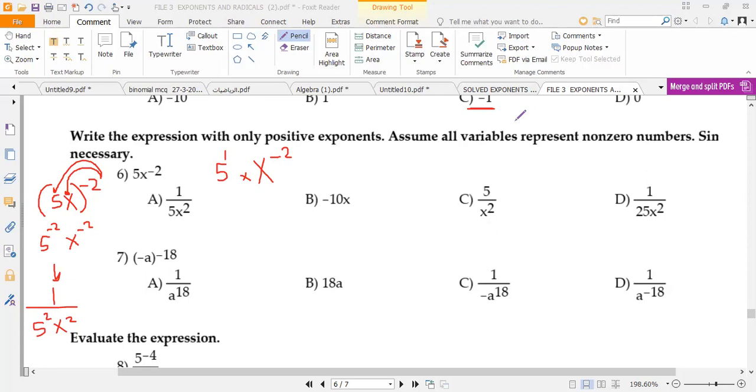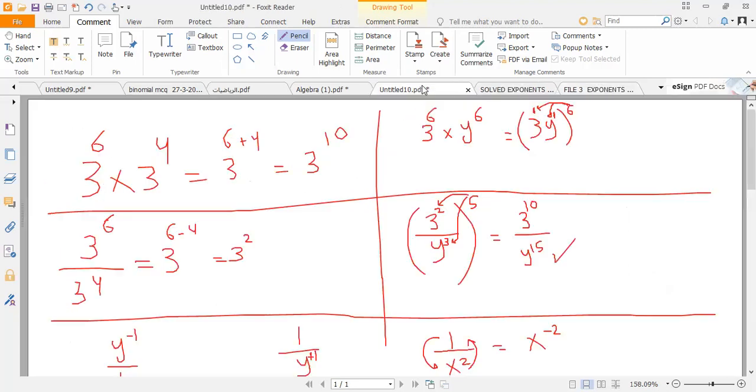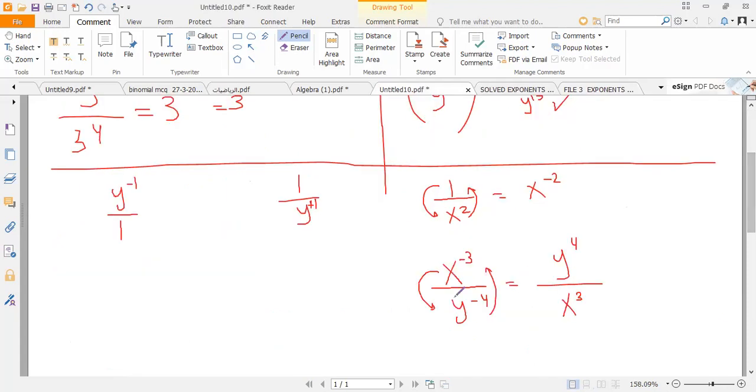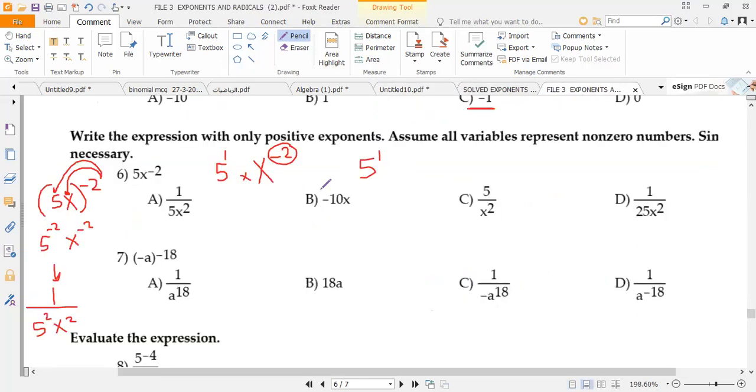Is it B? Okay, B. Let us see here. 5 to the power of 1 is still 5 to the power of 1. What about x to the power of negative 2? What I said about if you have negative power. If you have negative power, you have to do what? You have to flip the fraction. So if you flip the fraction here, where will you put x, on the top or on the bottom? Top.